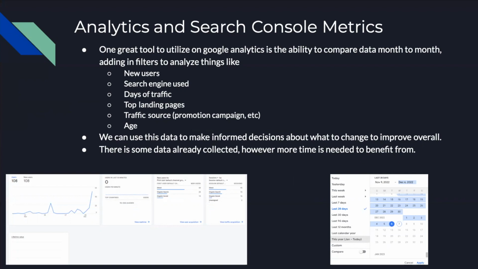And you can use a bunch of filters and analyze a bunch of things like new users, search engine use, days of traffic, top landing pages, traffic source, and age, among many more. And we can use this data, and it helps us make informed decisions about different changes we can make to just make the best product possible.